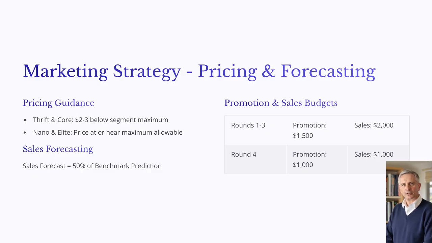Promotion and sales budgets. Rounds 1 to 3: promotion, $1,500; sales, $2,000. Round 4: promotion, $1,000; sales, $1,000. Sustained early investment builds brand awareness and accessibility, while tapering off in round 4 preserves profitability.